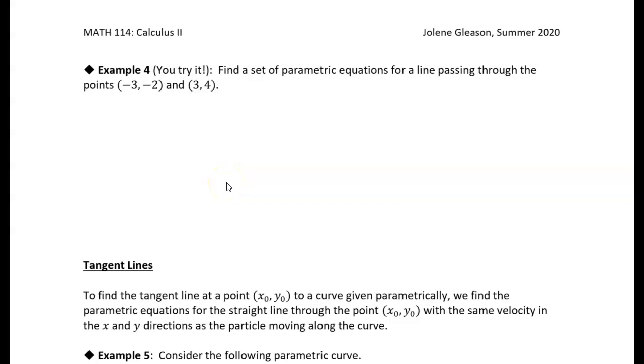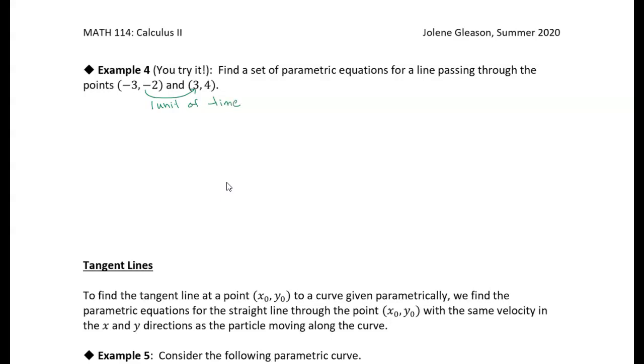Okay, so this next example is just applying what we learned in that last example. We're supposed to find a set of parametric equations for a line through these two points, -3, -2 and 3, 4. Now we have to make some assumption about how we want our particle to move along this line. I'm going to assume that we're going to move from this point to this point in 1 unit of time.